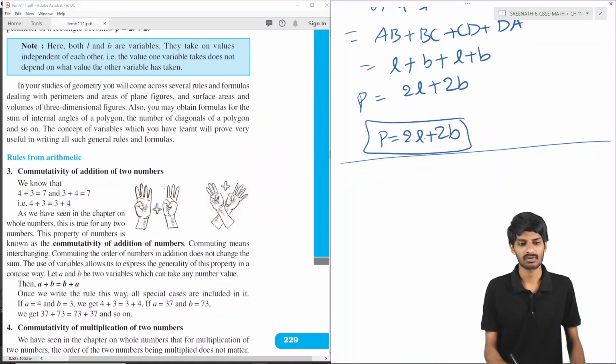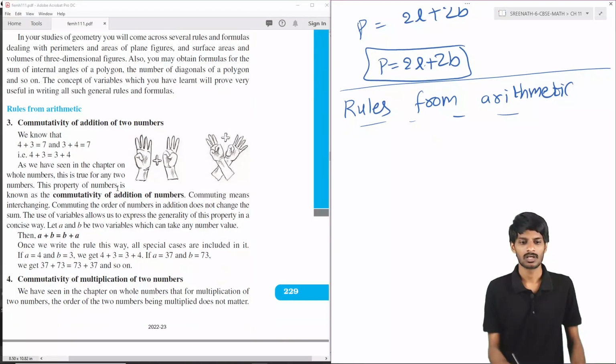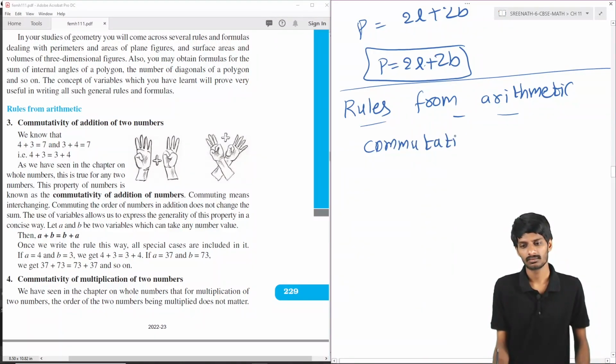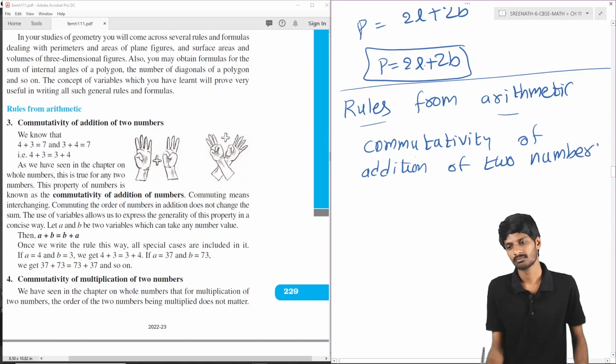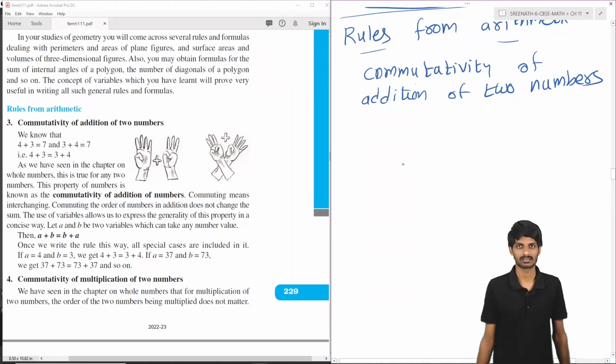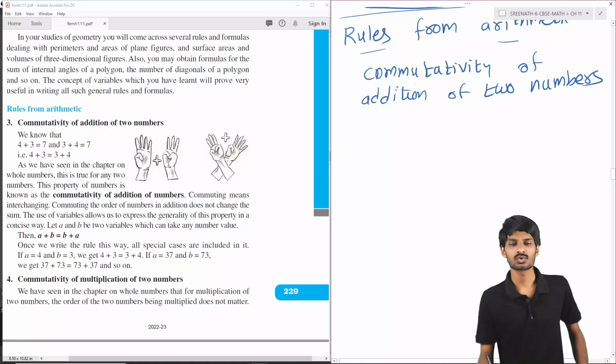Next thing are rules from arithmetic. So in that thing, students, commutativity of addition of two numbers. Commutativity of addition of two numbers. Okay students. So we know this rule from arithmetic.